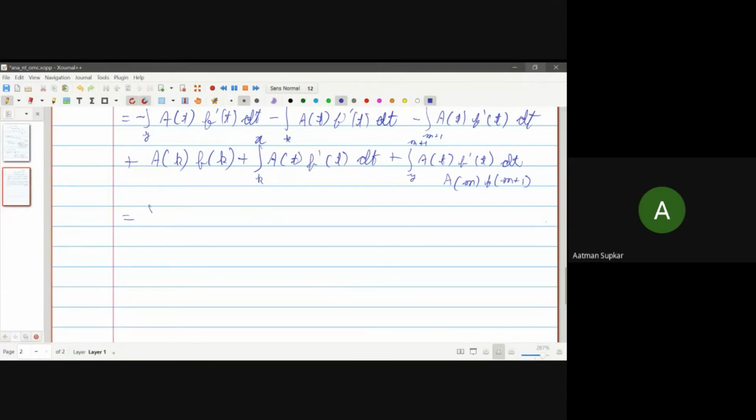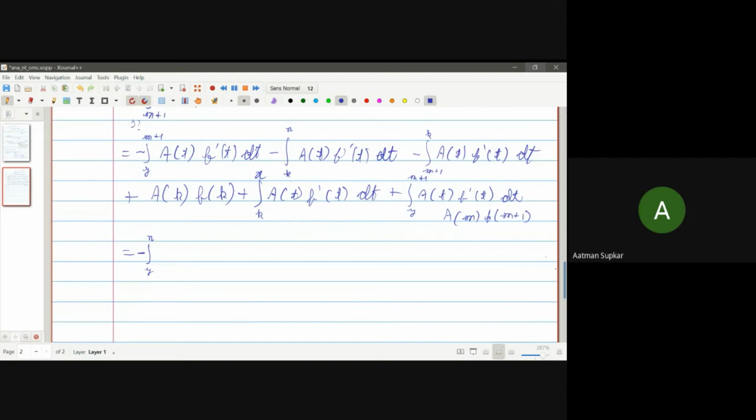Equal to the integration. Yeah, this is not just integration from y to x, with a negative sign. You have y to m plus 1, m plus 1 to k, and k to x. And these three have a consistent negative sign.